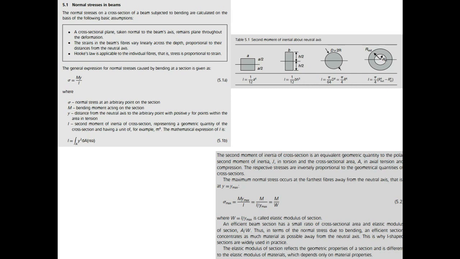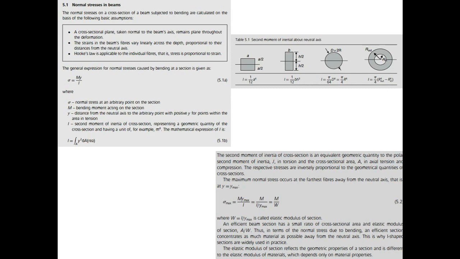What is E? E is the modulus of elasticity. R is the radius of curvature of the beam. M is the bending moment acting on the section. I is the second moment of area, or the moment of inertia, of the cross section of the beam under consideration. Sigma is the normal stress at any arbitrary point on the section. You know how to calculate the moment of inertia of the beam.